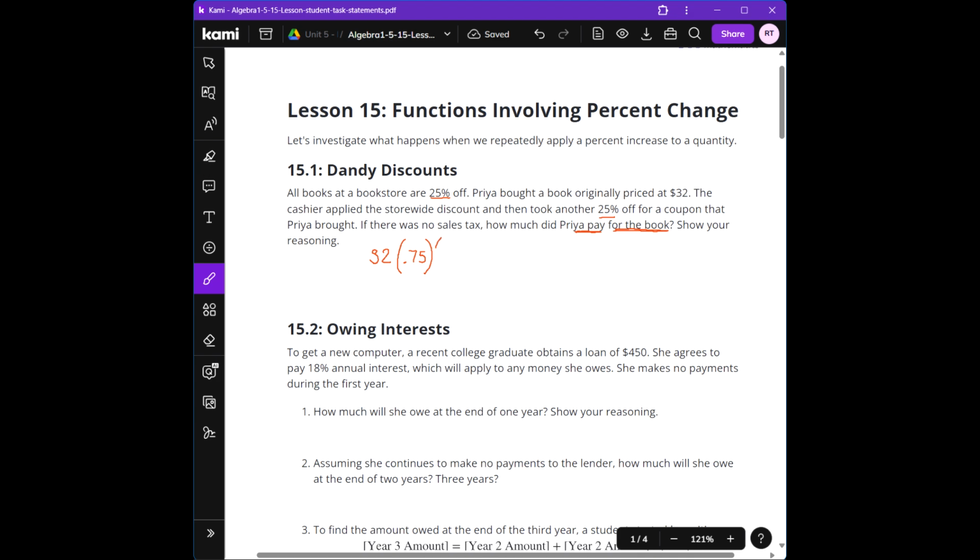But then another 25% was taken off, and so we're going to set the problem up like this. Here's our first 25% off, here's our second 25% off, and then we do this. We're going to get $18.